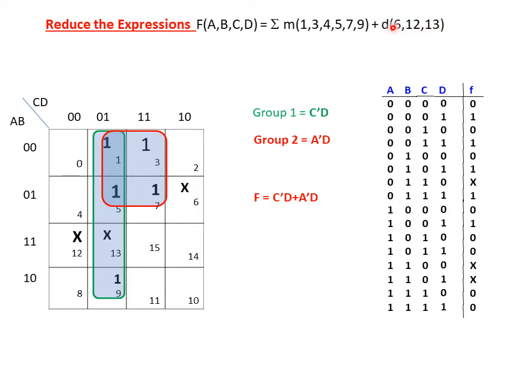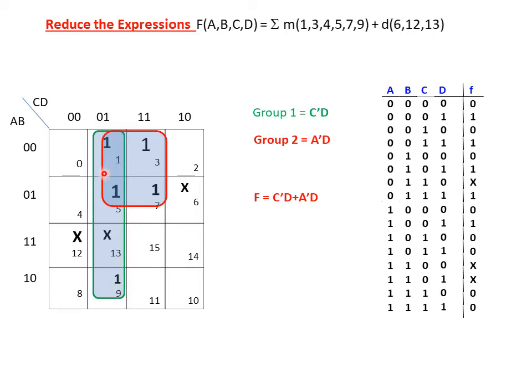6, 12 and 13 are considered as don't care combinations, and these are the SOP combinations. Now in the truth table we write X in the don't care combinations: 6 is represented as X, and 12 and 13 too. Don't care combinations are represented as X in the truth table as well as in the K map. Now with the help of these don't care combinations we can reduce the expressions.